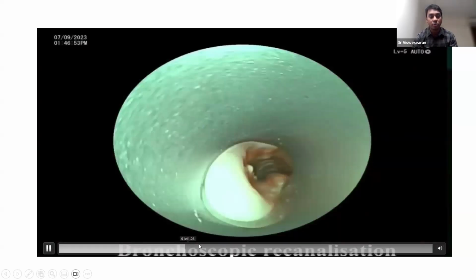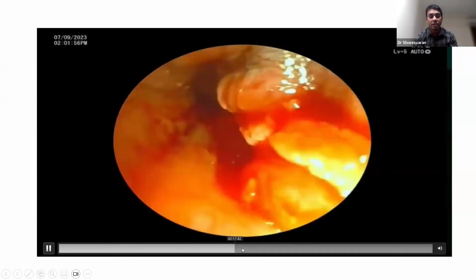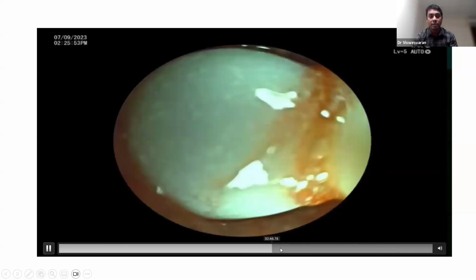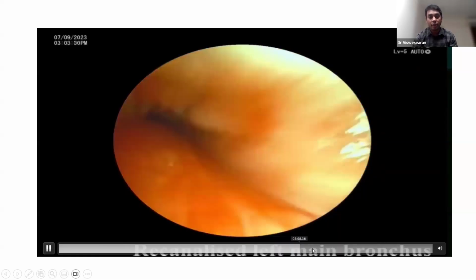This is a very, very dreaded complication. So in this case, what we had to do was go inside with a bronchoscope, and then we had to debulk all this granulation tissue, and then do the cryo extraction of the granulation tissue, and then place mitomycin to prevent any sort of restenosis.